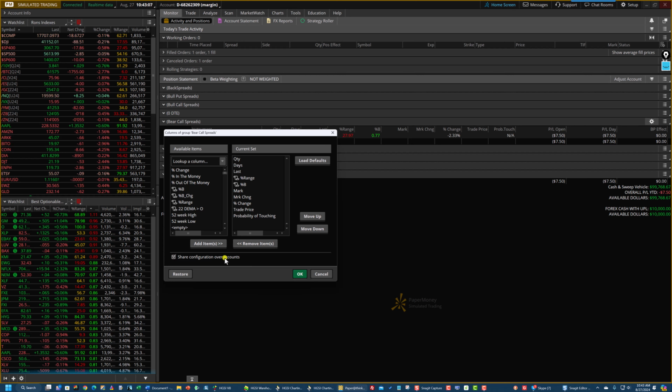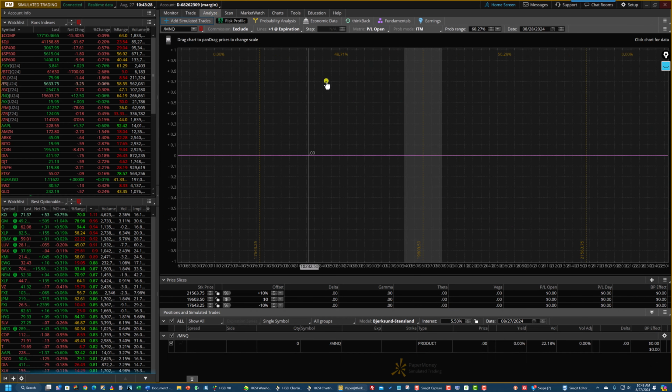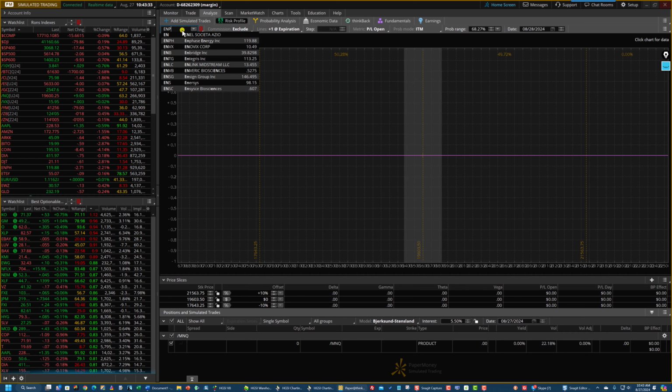Share configuration overall account. So when you add other accounts here, or if you have other things going on, make sure that these fields are in all of them. So look how quickly this changes. It was up 5, now it's down 30. No big deal. But anyway, I'm going to analyze this, and ENPH.